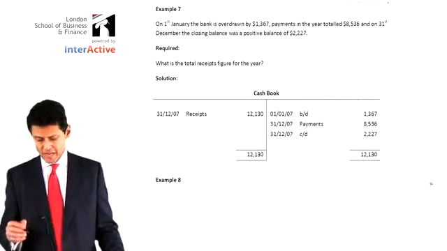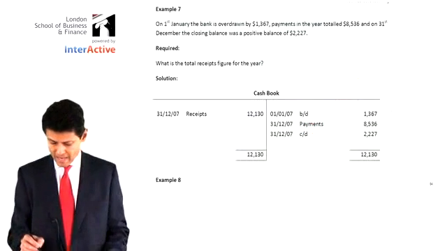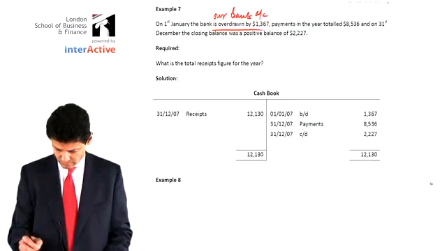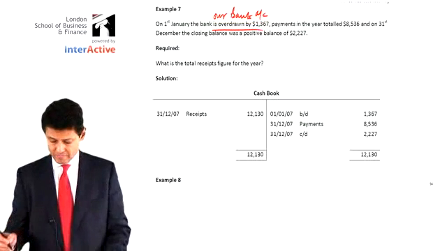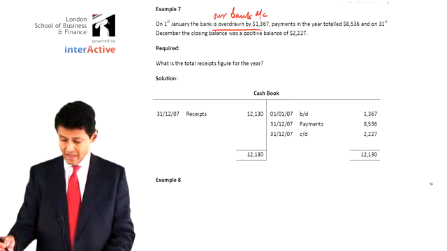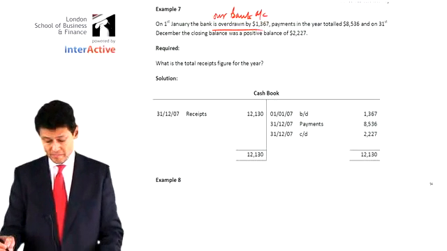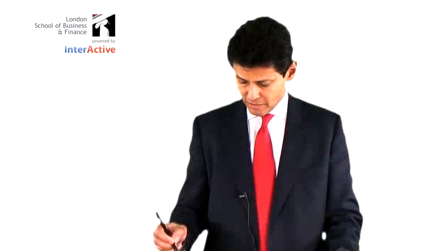Example number 7. On the 1st of January, the bank is overdrawn, that is to say, our bank account, by 1367, so that's negative. Payments in the year total 8536, and on the last day of the year, the closing balance was a positive balance of 2227. So what is the total receipts figure for the year? Now this is absolutely straightforward.